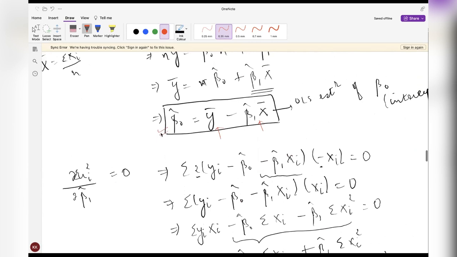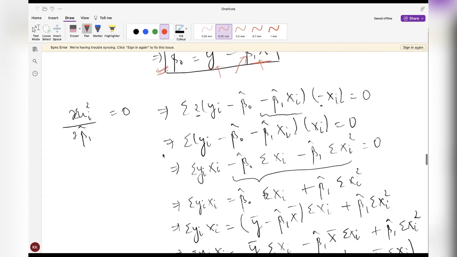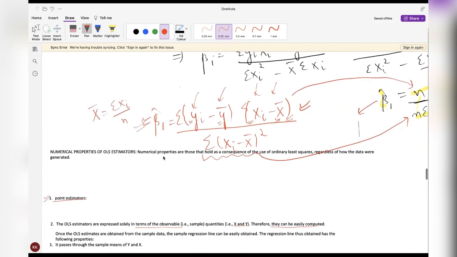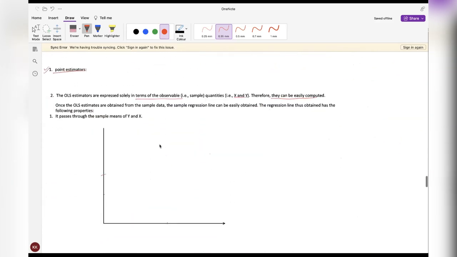Similarly, if we see our beta naught hat, again it is given as y bar minus beta 1 hat into x bar. If we can compute beta 1 hat, then we can easily compute our beta naught hat as well. So that is why OLS estimators are easy to compute.